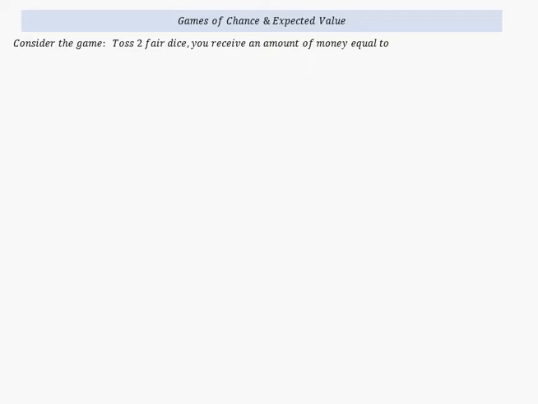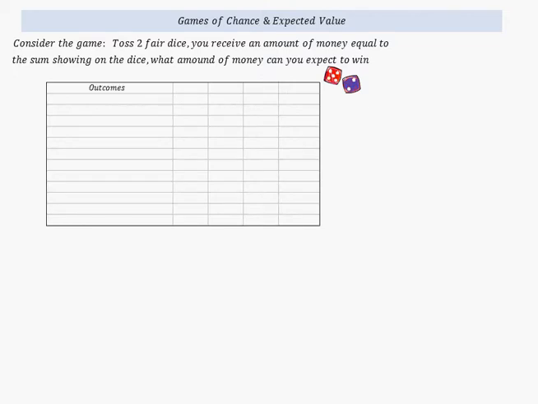Consider the experiment where you toss two fair dice and you receive an amount of money equal to the sum of the numbers showing on the dice. For example, in the case of the red and blue die, the sum there is 5 and 2, or 7. You receive $7.